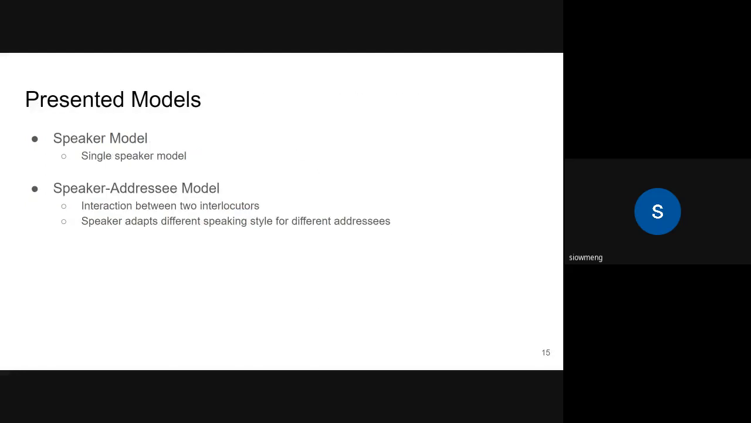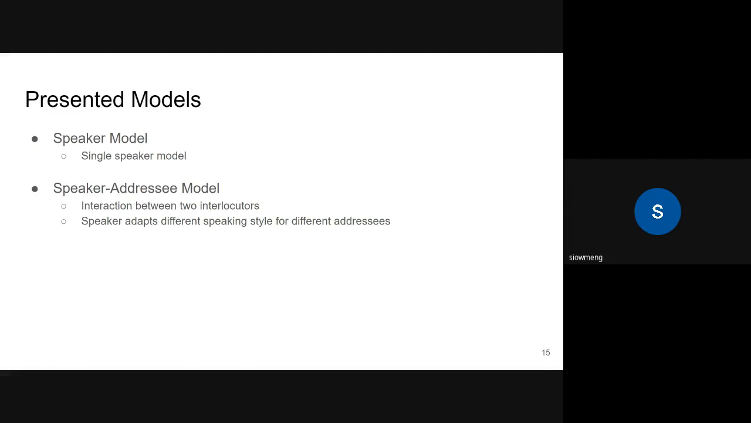Okay. So in the paper, the authors actually presented two models. The first model is a speaker model. The speaker model doesn't really consider who you are talking to. It just exhibits a certain consistent behavior when you are speaking. And the speaker addressing model does take into account who you are speaking to.